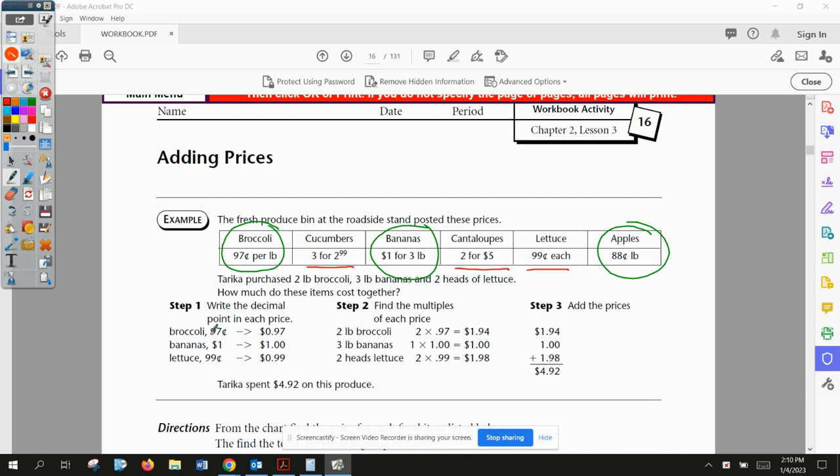So it's going to cost this person to buy 2 pounds of broccoli at 97 cents a pound $1.94. Bananas, they're just going to buy 3 pounds of bananas, and that's how they're sold. They're sold in 3-pound packages, so they're just buying one of them for $1. And lastly, like I mentioned, lettuce is 99 cents per head. They're buying 2 heads of lettuce, so 2 times 0.99 would give a total of $1.98. After you find the individual prices for the fruits and the vegetables, you're going to have to add them all up, and that will give you a total cost for the prices.